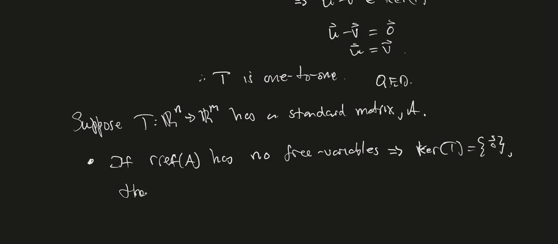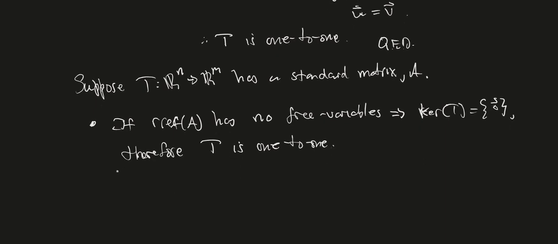Therefore, T is 1 to 1, right? Because if you have no free variables, then the solution to the homogeneous system is only going to be your trivial solution, which is your zero vector, right? So if you reduce the standard matrix and every row has a pivot, or I should say every column has a pivot, then there are no free variables, and therefore the transformation has to be 1 to 1.